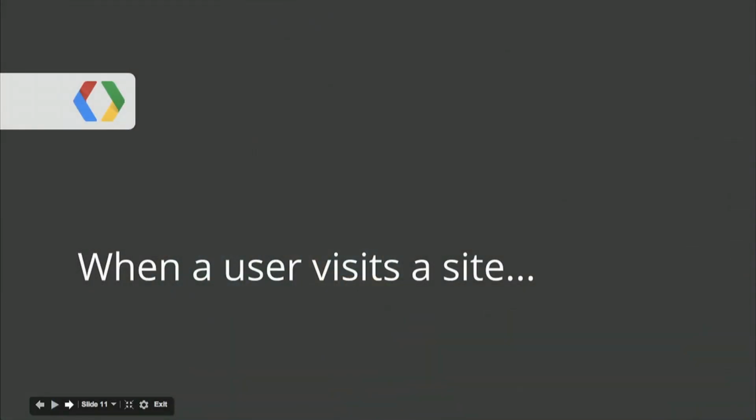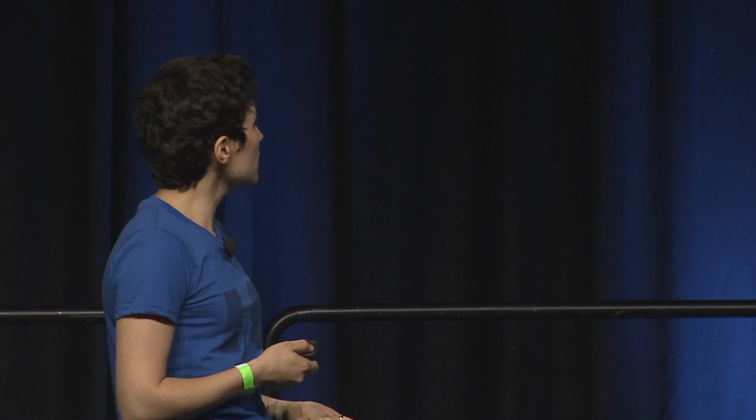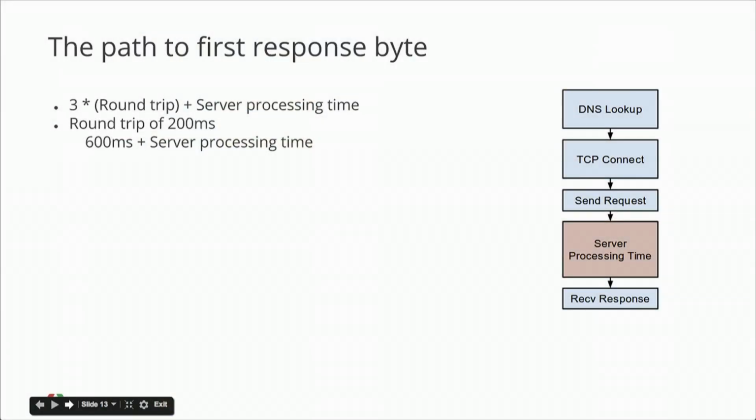So let's start by seeing what happens when a user visits a site. So I go to my mobile browser. I enter www.example.com in the browser. What happens is that there's going to be a DNS lookup to fetch the IP. Then there's going to be a TCP connection established. Then the request is sent to the server. Server takes the request, processes it, generates the response, and sends it back to the user. So we already have 3 round trips plus server processing time. Now, if I say on an average network, the round trip time is 200 milliseconds, that brings us to 600 milliseconds plus server response time.